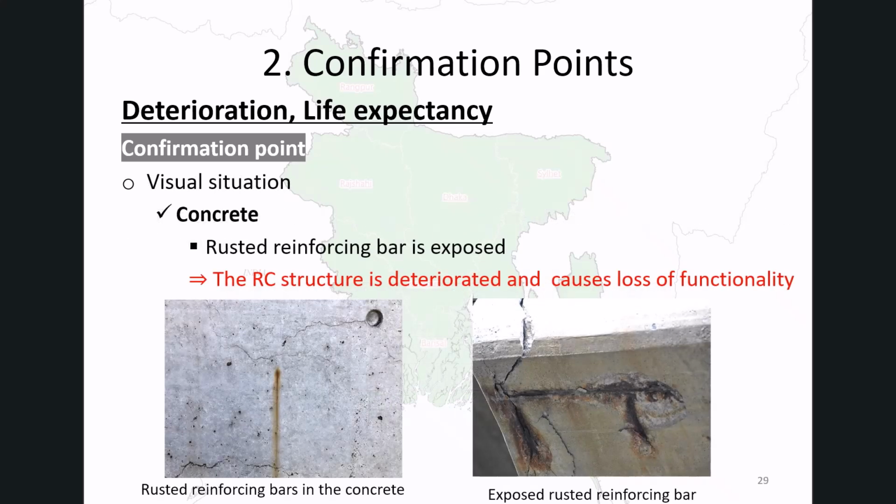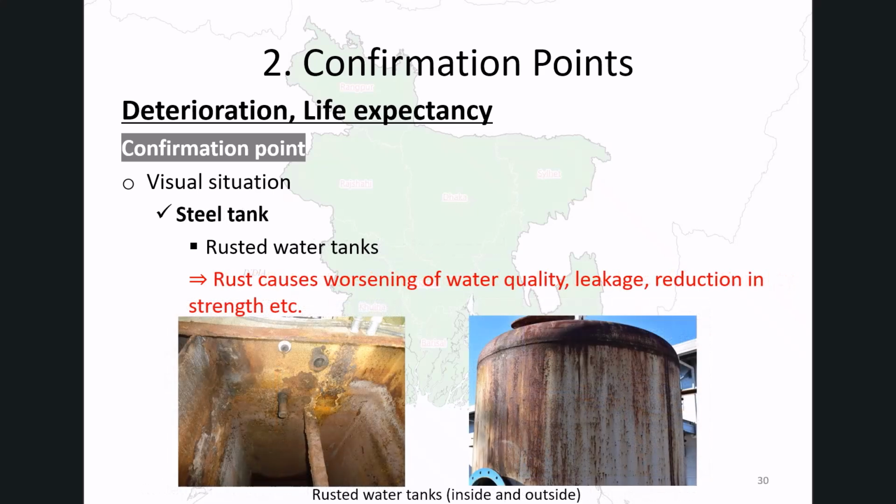In concrete tanks, corroded reinforcing bars may become exposed, or rust may seep through to the exterior surface. This indicates that the reinforced concrete has deteriorated and its structural strength has been reduced. For steel tanks, the presence of corrosion should be checked. Rust not only causes leakage and loss of structural strength, but internal corrosion can also lead to deterioration of water quality.